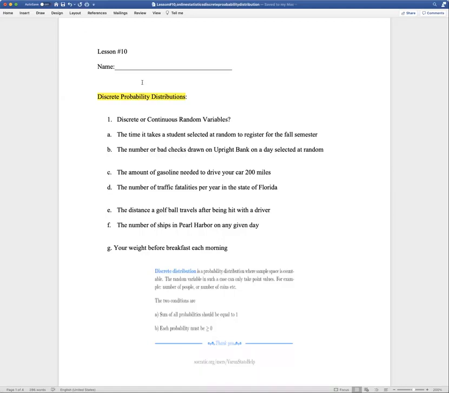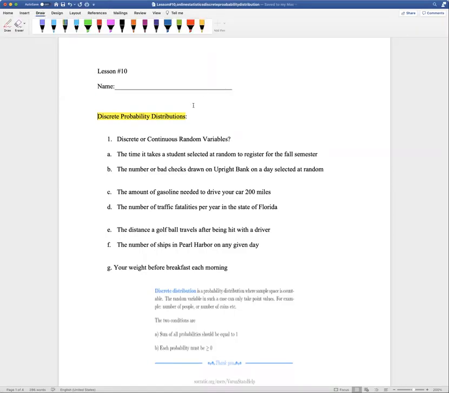Hello and welcome to lesson number 10. Today we are going to introduce a concept that we call discrete probability distributions. Now, before we get into discrete probability distributions, I want to make sure that we can pick apart these three words that define what exactly it is that we're going to do now.